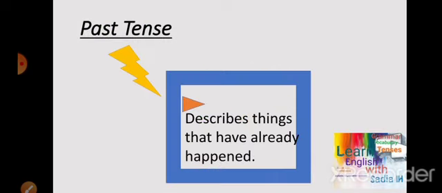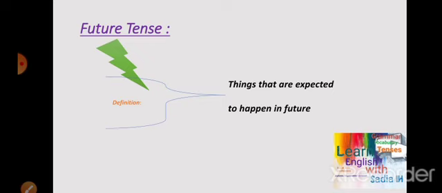The present tense basically describes the things that are happening in the present moment or in the continuous form. For example, I eat the food. I am eating the food. So these all are describing the present moment. Or you can say I have eaten the food, or I have been eating the food since 9 o'clock. So these all are defining the present tense. Coming towards the past tense, it describes things that have already happened. The future tense describes the things that are expected to happen in the future.